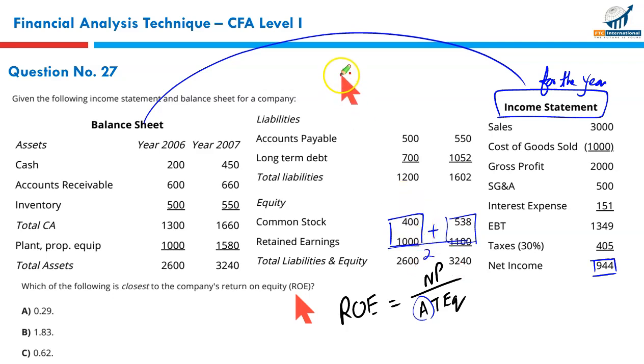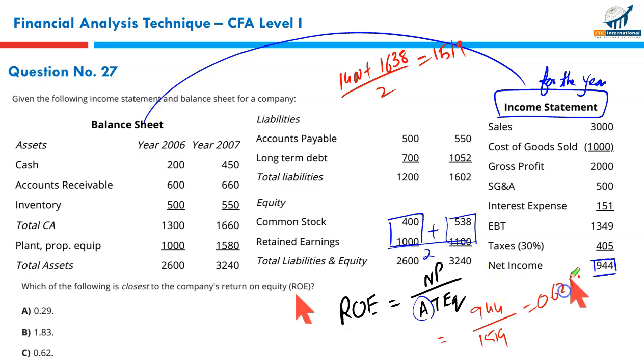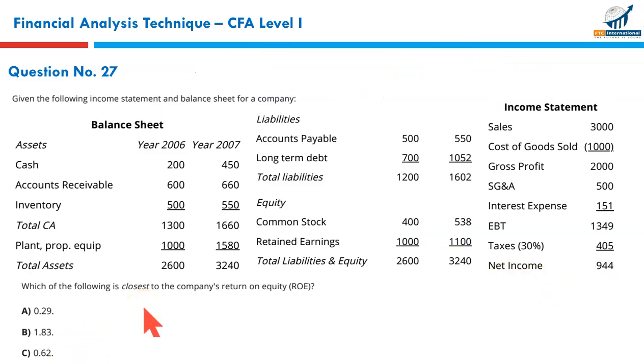So 1400 was our opening equity, and 538 plus 1100, that is 1638, was our closing equity. Dividing the sum by 2 gives us 1519. That's all. So return on equity is net profit, that is 944, upon average equity, that is 1519. Simple. 944 divided by 1519, and you get your answer. It's 0.621. And that makes C the correct option, and C it is.